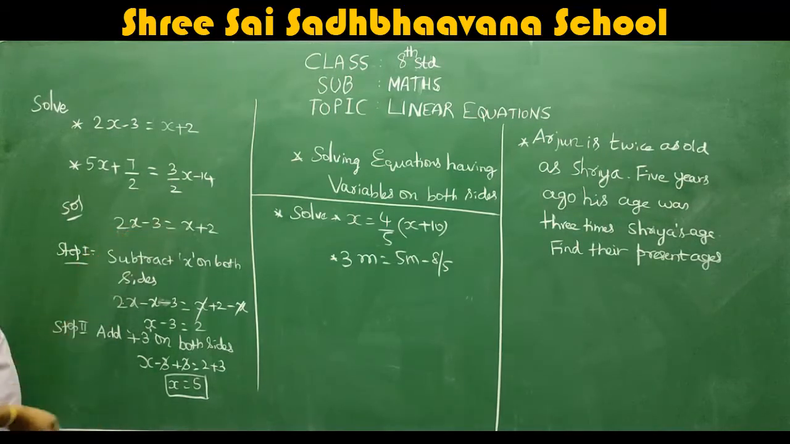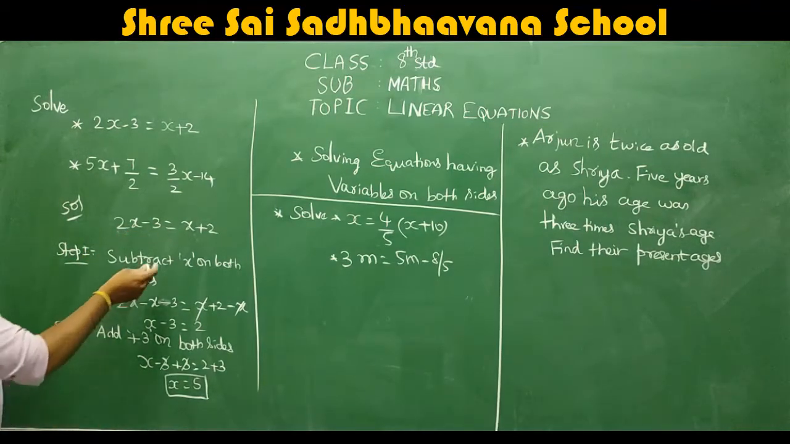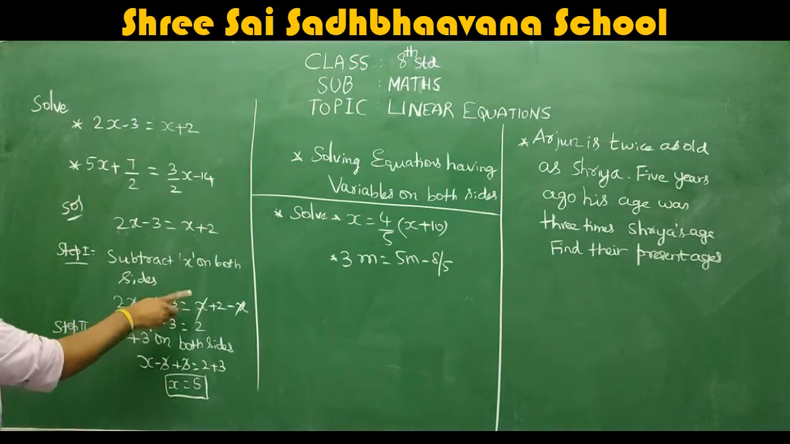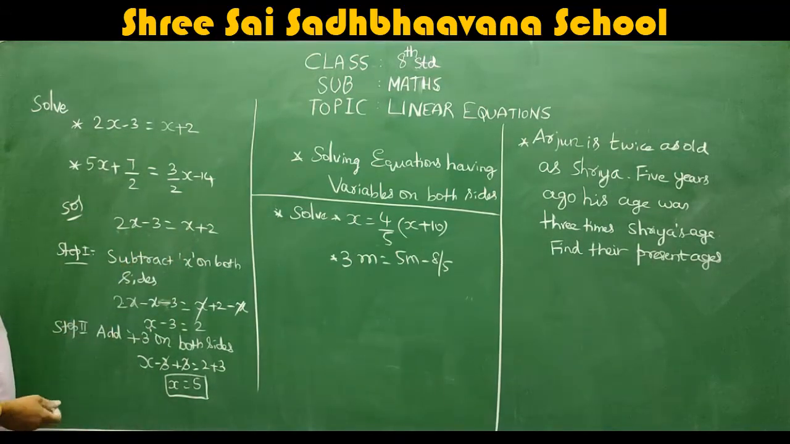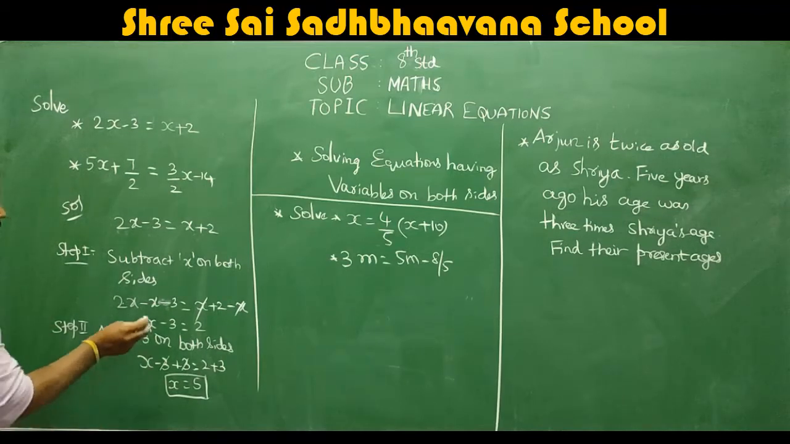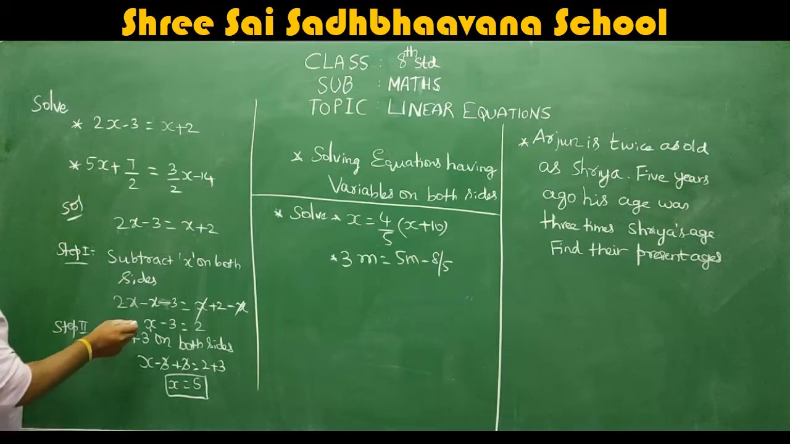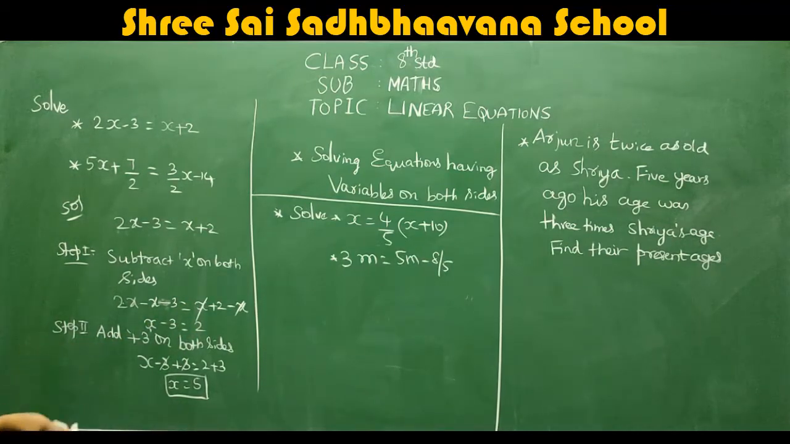So 2x minus 3 is equal to x plus 2. When you subtract x, what happens? 2x minus 3 equal to x plus 2 minus x. And as I told you, whenever you are adding or subtracting, you do it on both the sides. That is the mathematical rule. So 2x minus x will give you x, minus 3 retained, and x will get cancelled. You will be left with 2. So we got x minus 3 is equal to 2.